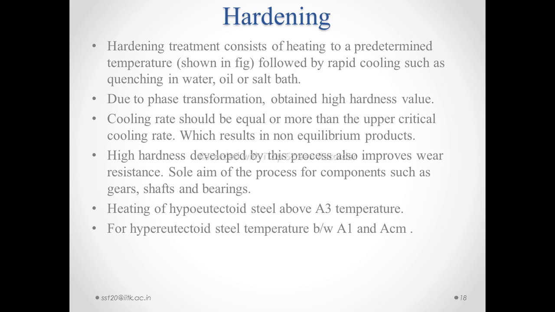The hardening heat treatment mainly depends upon heating to a predetermined temperature. I will show the temperature for the hypo-eutectoid steel and the hyper-eutectoid steel, which is a different range of temperature, as in the case of the full annealing process. After heating, we rapidly cool to room temperature with the help of water, oil or salt water.